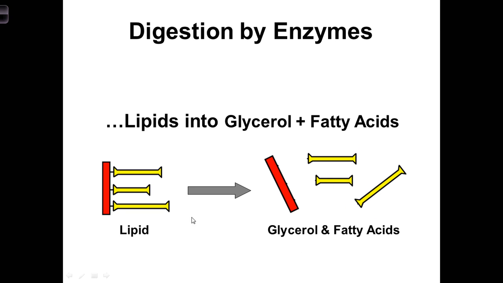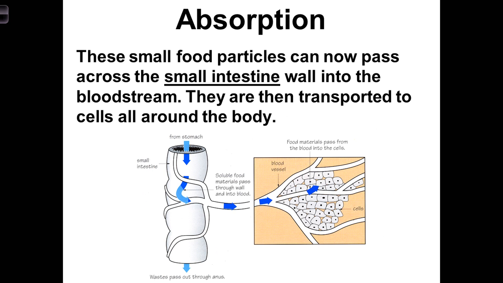Someone used to always say to me that lipids look like cricket wickets. So the bails, the little bit that sits on top, the red bit, and I think the stumps are the yellow bits here. So there we go, digestion by enzymes, lipids broken down into glycerol and fatty acids.